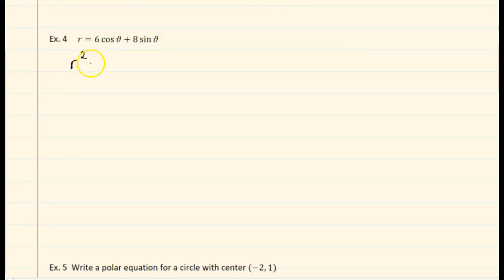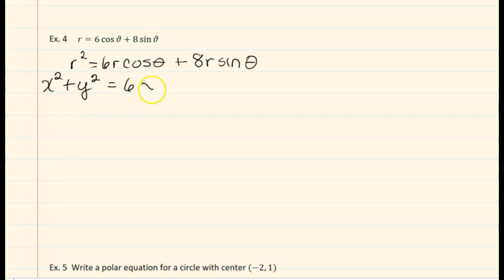Now let's combine what we know for example number 4. First, let's multiply both sides by r so that we get r squared is equal to 6r cosine theta plus 8r sine theta. So we're going to convert what we know. So x squared plus y squared is equal to 6x plus 8y.